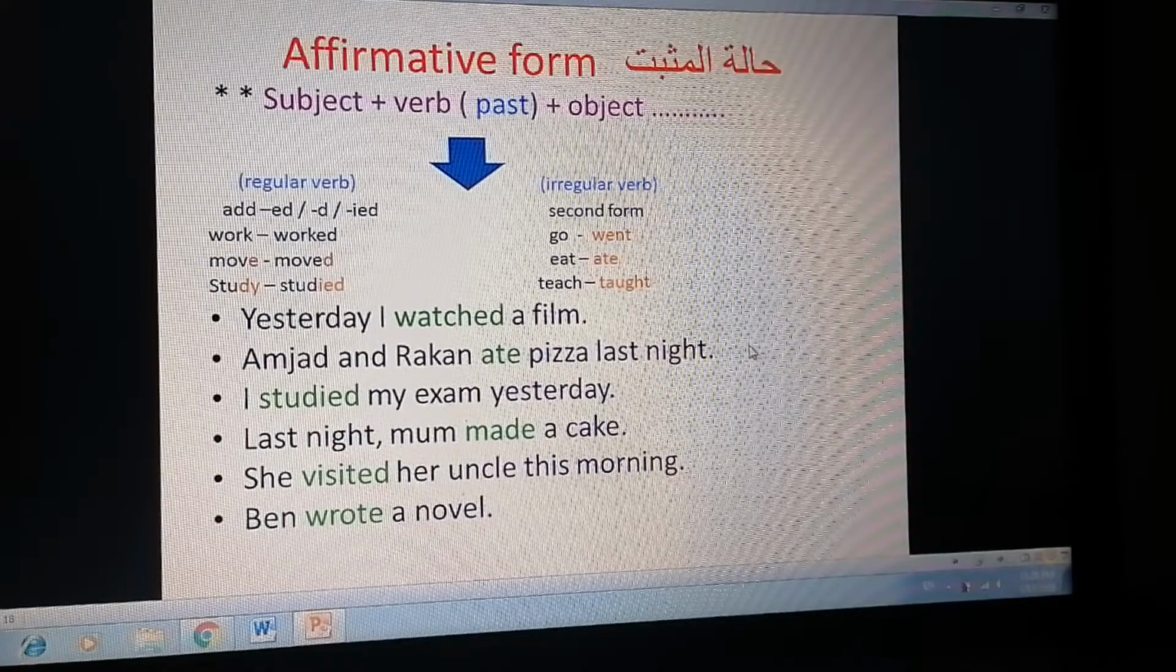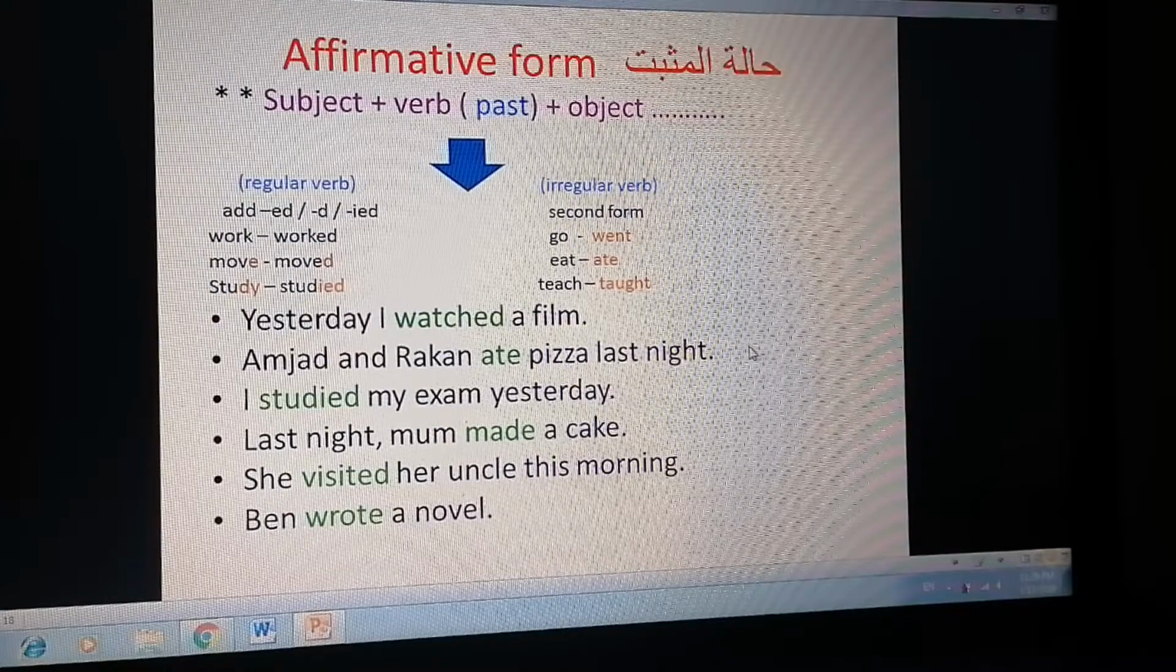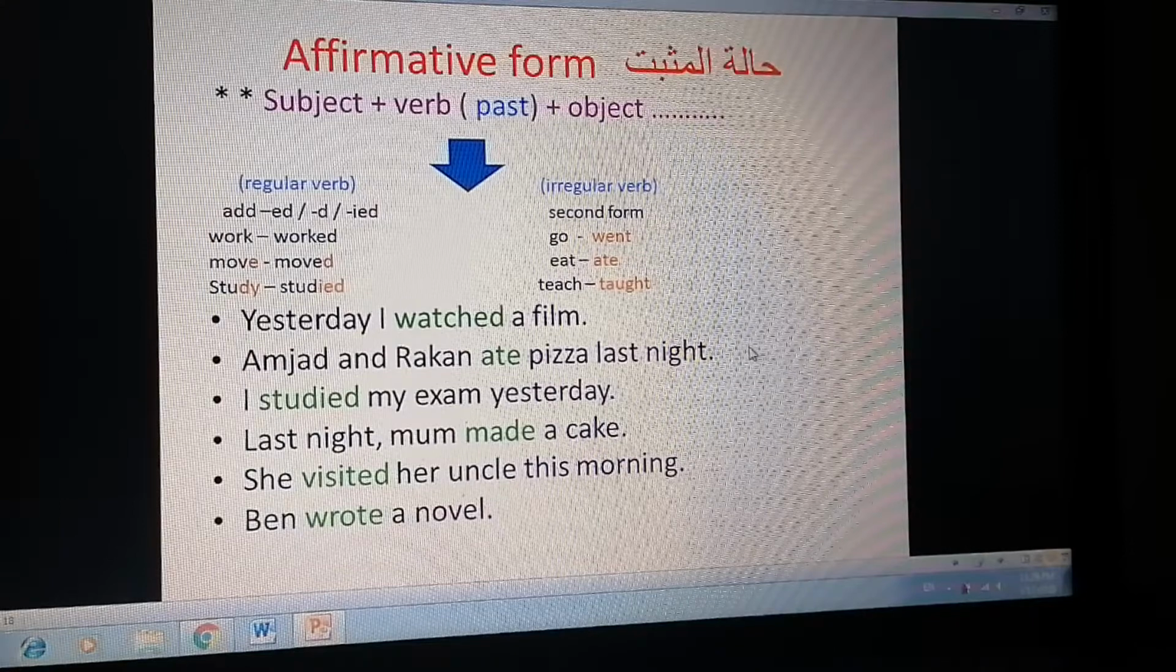Yesterday I watched the film. 2. Amjad and Rakan ate pizza last night. 3. I studied my exam yesterday. 4. Last night, Mom made a cake. 5. She visited her uncle this morning. 6. Ben wrote a novel.